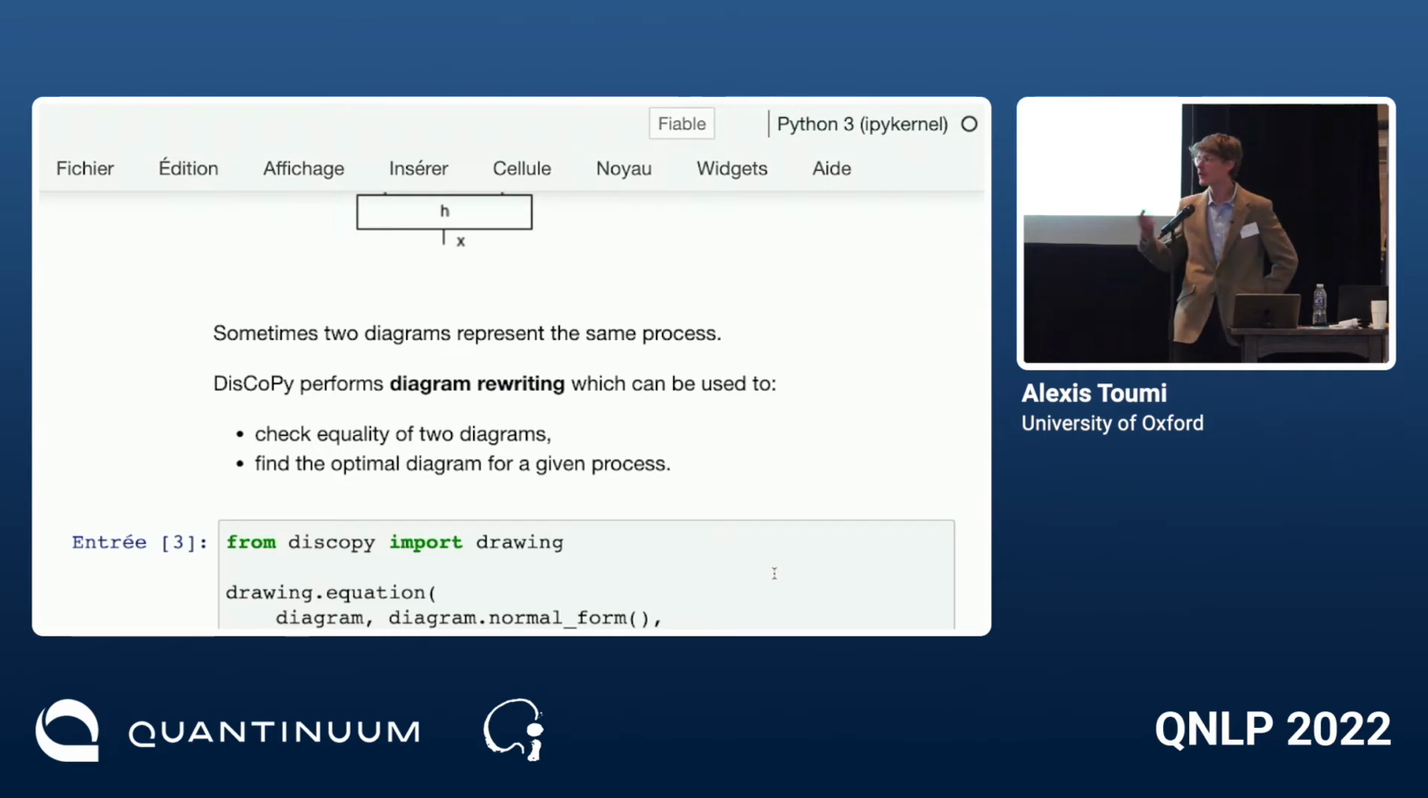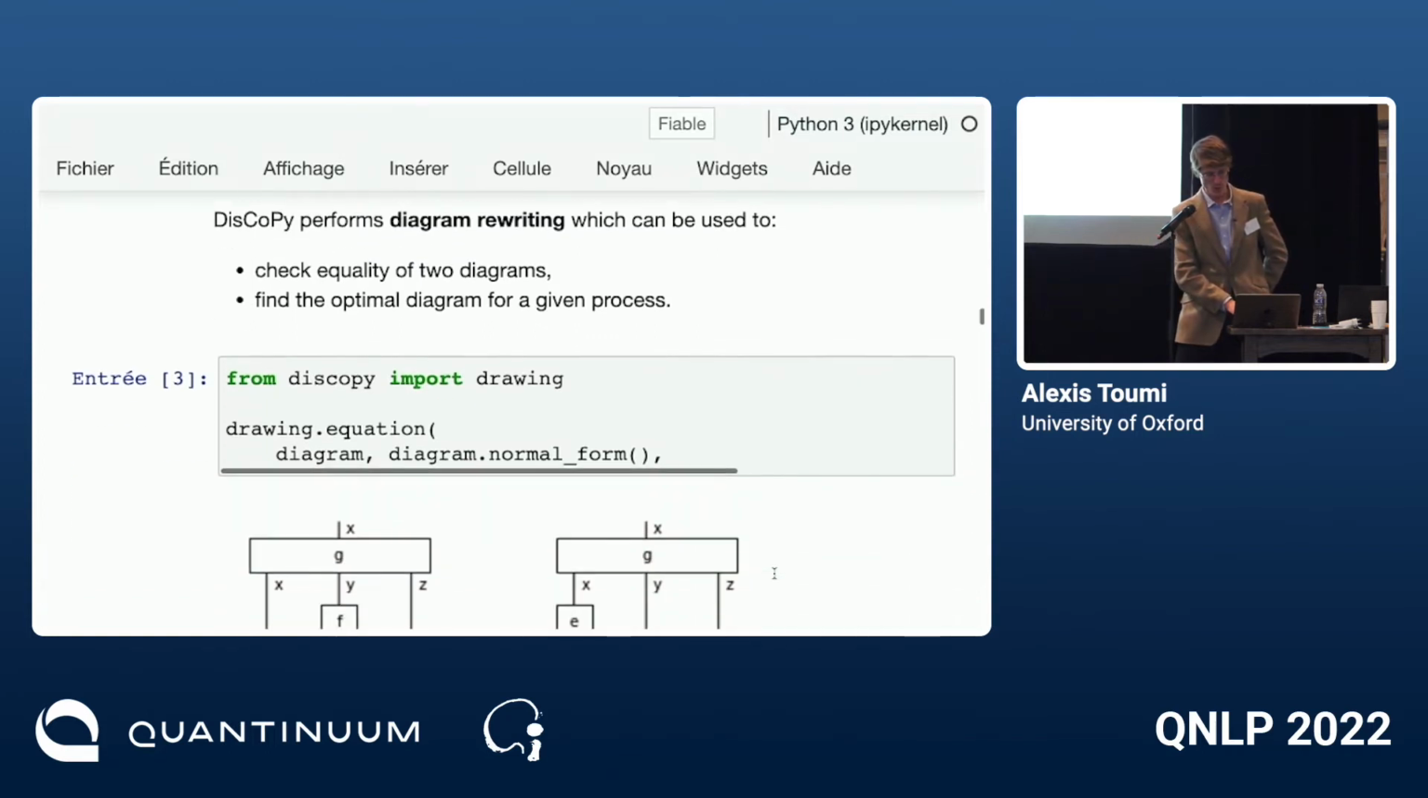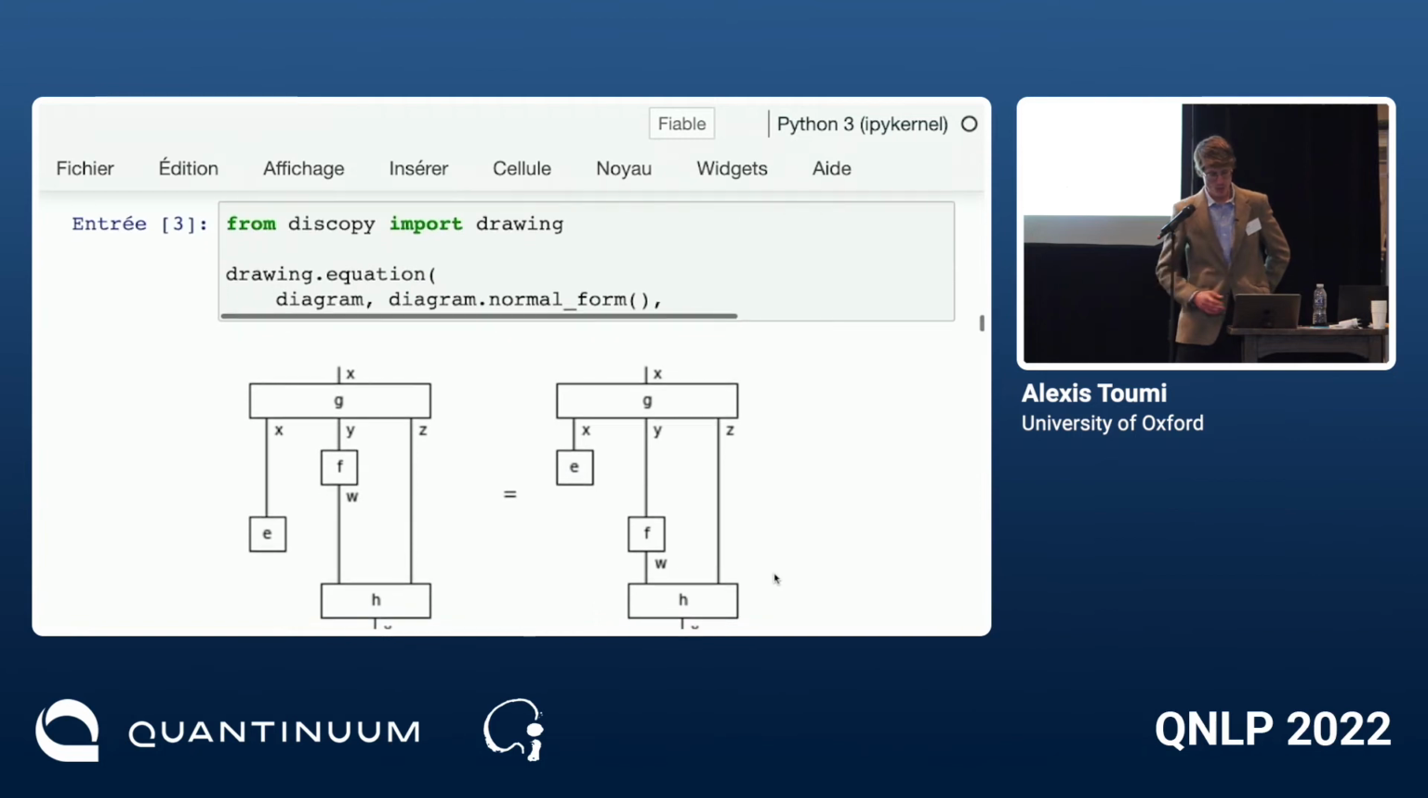And DiscoPy allows you to do diagram rewriting so that you can first check if two diagrams are equal up to your notion of equality, or you can also use it to find an optimal diagram for a given process.